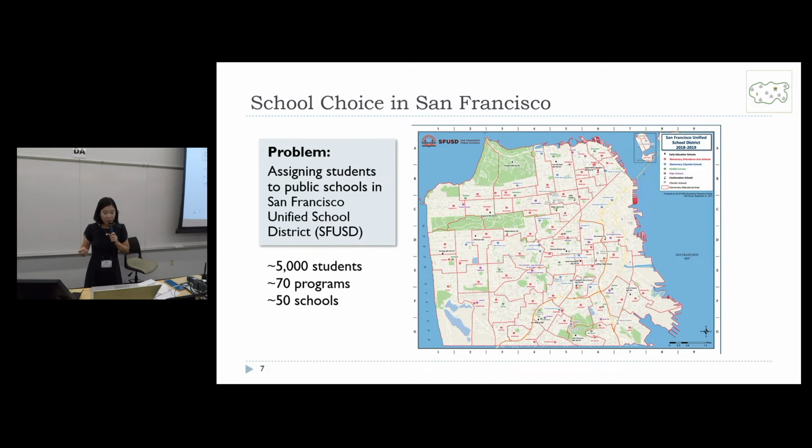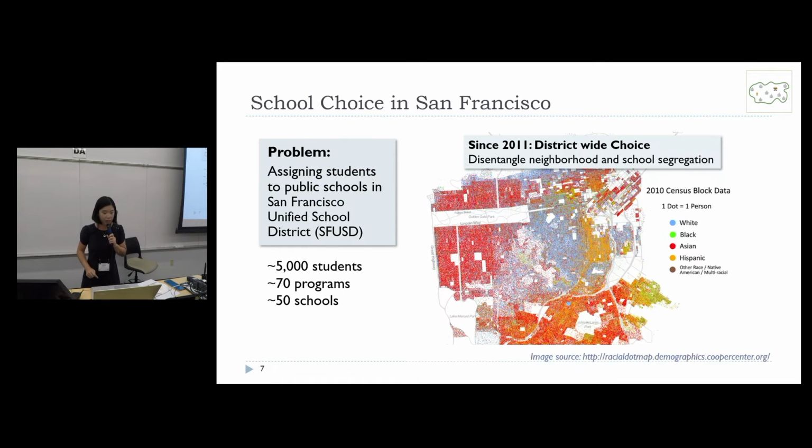In San Francisco, I'm going to be calling the district SFUSD for short, we're trying to assign about 5,000 incoming students, think kindergartners, to about 70 different programs at 50 different schools. And I have here for you a map of the school district. Now, in San Francisco, like many districts across the US, choice has been used to try to give students a chance to go to schools across the whole district. And so in San Francisco, choice has been used since 2011. One of the goals of choice has been to disentangle neighborhood and school segregation.